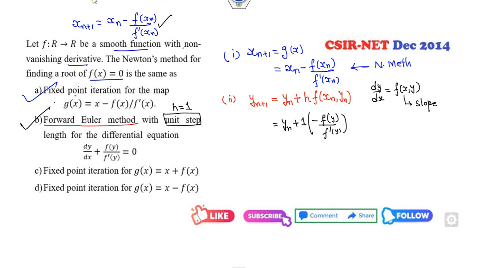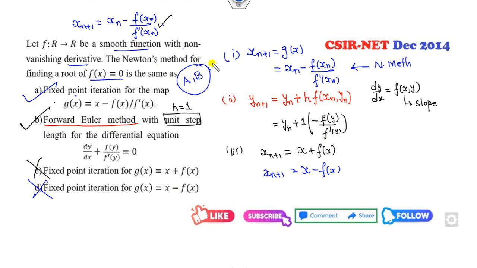Now look at the third option, the fixed point equation for this. That means x_{n+1} is x plus f(x), which is not the same, so that option is cancelled out. The fixed point equation for the fourth option is x minus f(x), which is not the same as Newton's method. So the right answers are A and B.